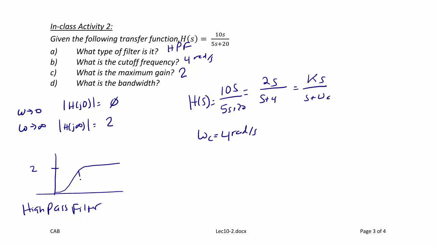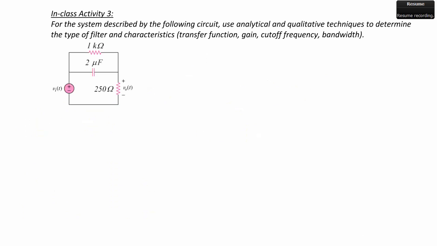So if we put that value on our plot here, 4, and this is omega in radians per second, then we know at 4, that's when the maximum value is divided by the square root of 2, or 2 over the square root of 2. And once again, it has a pass band because it's a high pass filter, and the pass band would be 4 radians per second.